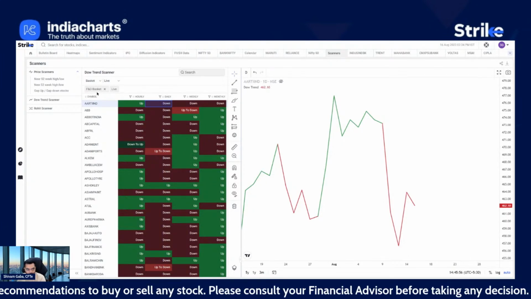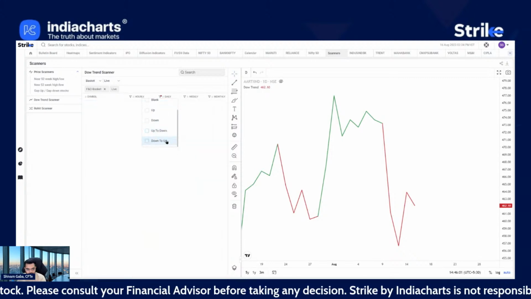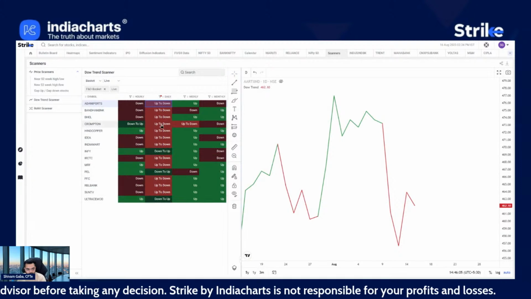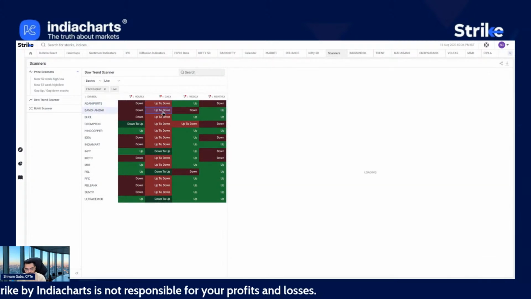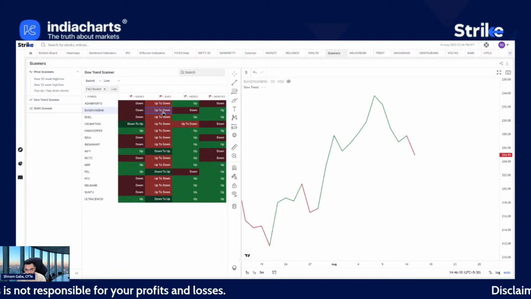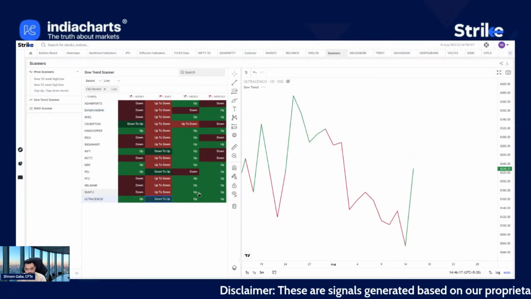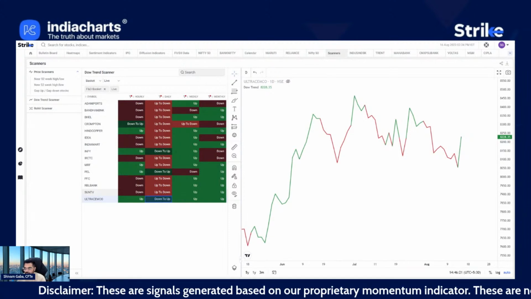So I'm in FNO stocks as of now, and I'm looking for trend changes both up to down as well as down to up. So there are quite a few up to down signals, which means the trend is changing from up to down, and very few down to up signals as well.